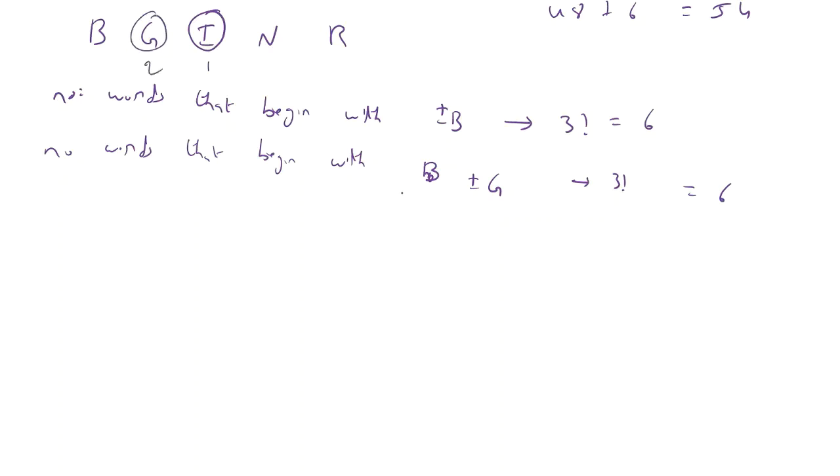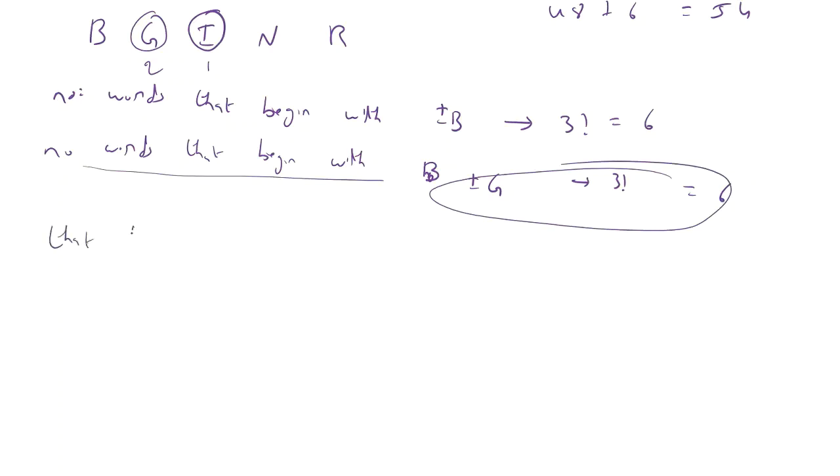So I should not count all the letters that begin with IG here. So what we have to do is further divide this one, meaning the number of words that begin with IG. After IG, I can add B. So the number of words that begin with IGB is going to be 2 factorial, which is 2.